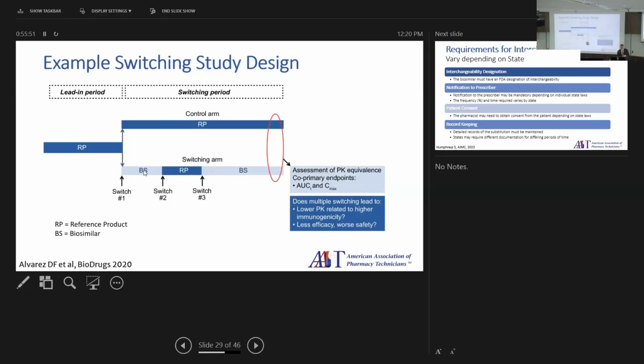And then BS is biosimilar, RP is reference product. So this is a switching study. Patients will receive the reference product. The control arm will continue to receive the reference product, whereas the switching arm, because we want to make sure that it's safe to switch patients back and forth between biosimilars and their reference product, the test arm will switch back and forth between them, and then we'll evaluate these parameters. Are the concentrations of the medication similar for that patient with the biosimilar product compared to the reference product?